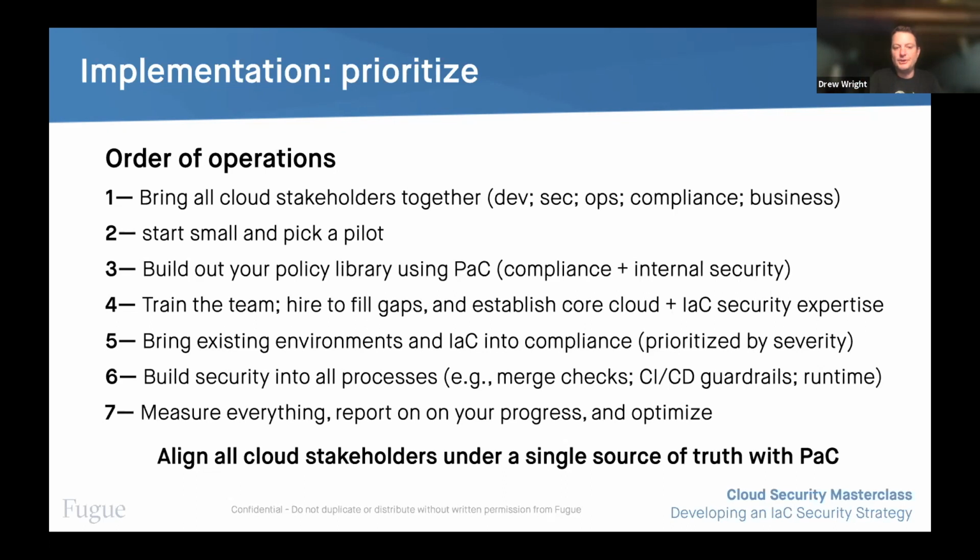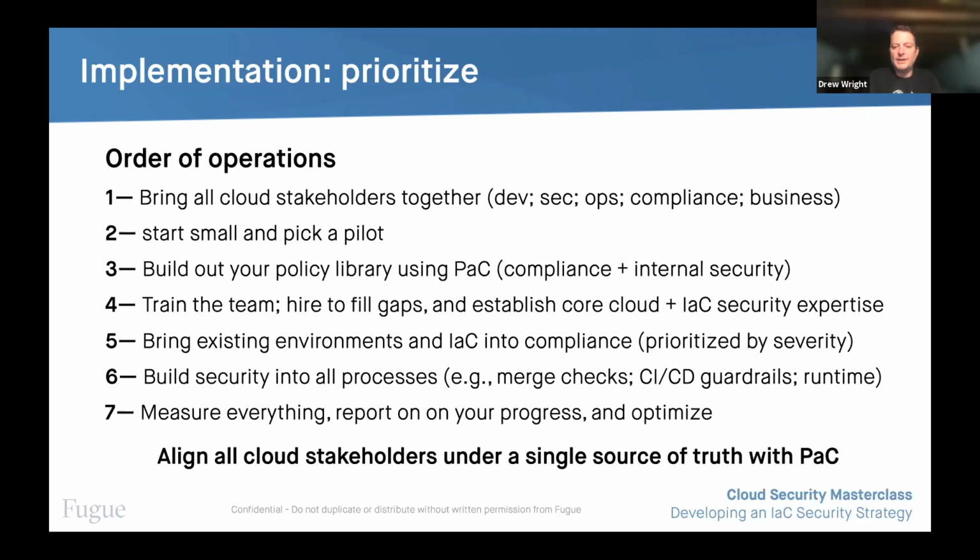You obviously want to build security into all processes. It's really what we're talking about, all the way across the SDLC. Developers check their infrastructure as code as they're developing it so they can fix it and move forward. As that infrastructure as code is getting merged and going through CI/CD pipelines, you want automated guardrails there to flag vulnerabilities and maybe fail a build if it's a critical vulnerability. Then continuous monitoring and runtime remediation catch anything that slipped through the cracks. And you want to measure everything, report on your progress, and eventually we'll get to optimizing this whole process for you in a future cloud security masterclass.